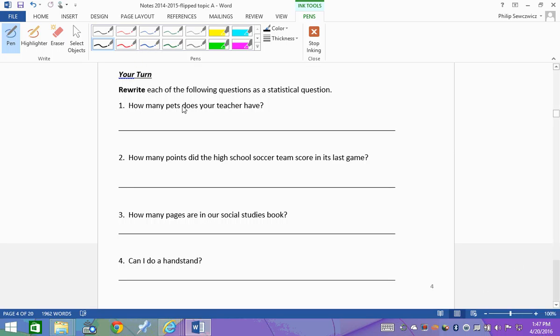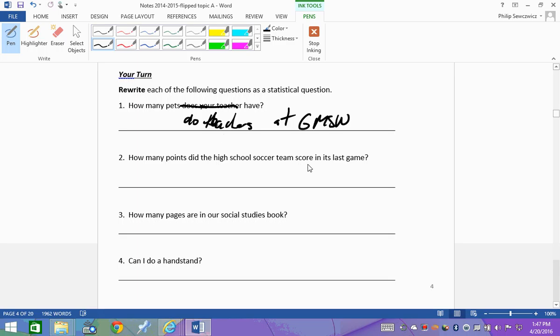All right. How many pets does your teacher have? Okay, your teacher. Do we have a lot? So let's be more specific there. How many pets do teachers at GMSN have? Now we're getting statisticals with different teachers and different answers.